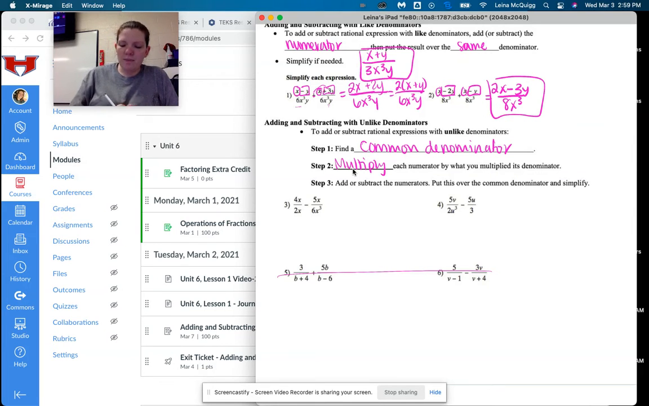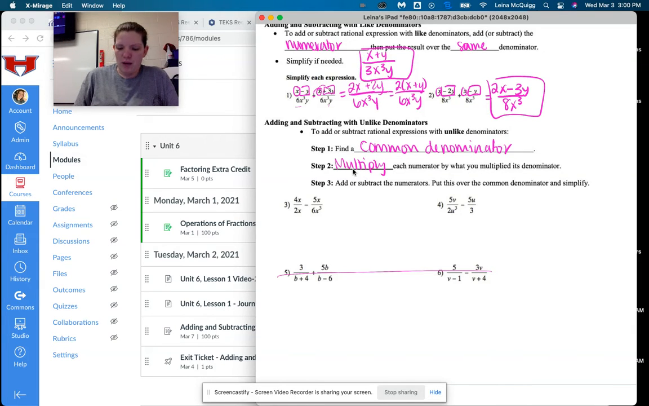So number 3, my denominators are 2x and 6x cubed. So far what we've done is just multiplied each fraction by whatever the other denominator was. But in this case, I can do less work and still solve the problem. I can make my first denominator, this 2x, I can do something to it to make it look like 6x cubed. Then I don't have to multiply that second fraction by anything. So that's what I'm going to do.